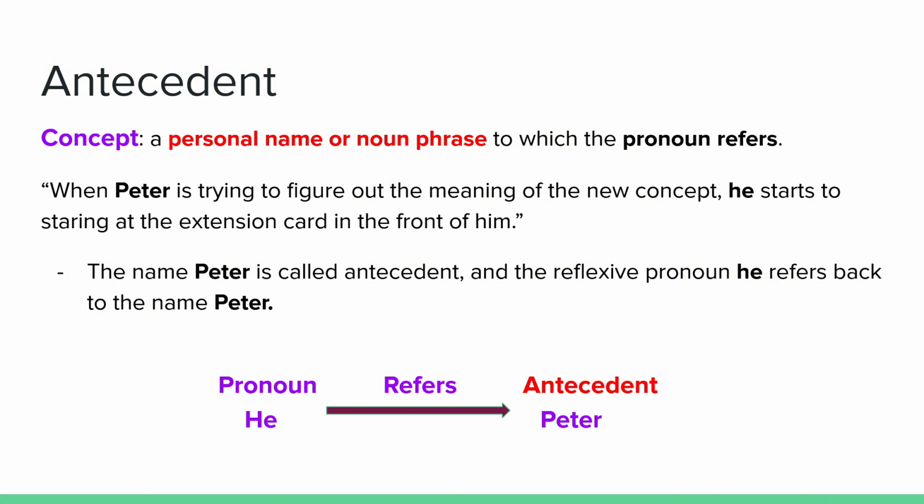Let's look at this sentence. When Peter is trying to figure out the meaning of the new concept, he starts to stare at the extension cord in front of him. Like this illustration shows, the name Peter is called antecedent because the reflexive pronoun he refers back to the name Peter.